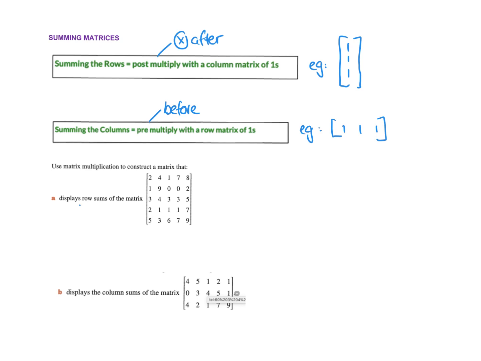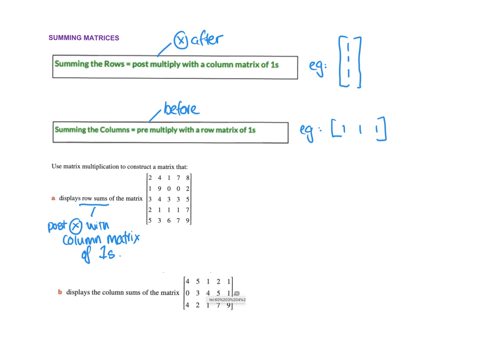So if you want to add up the rows, we just read it, we need to post-multiply with a column matrix of ones. Because if you times something by 1, do you get the same number? Yeah, so by multiplying it by 1, we're not adding any value, but we do end up adding them up.